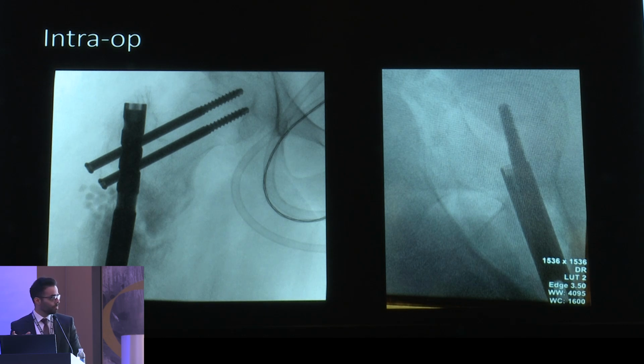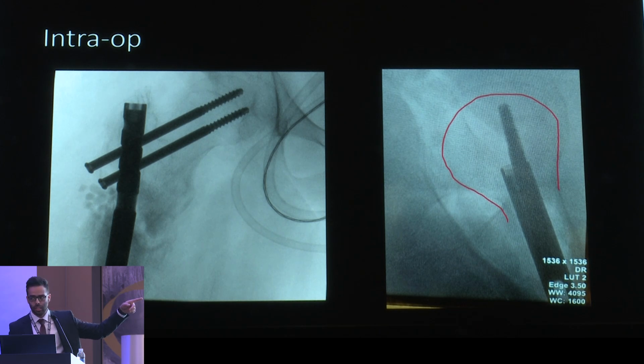Once the nail was fixed proximal, antibiotic cement has been placed at the non-union site. And even though, as I said, the argument against using a lateral position is not getting an adequate image, you can see the femoral head clearly on a lateral position.